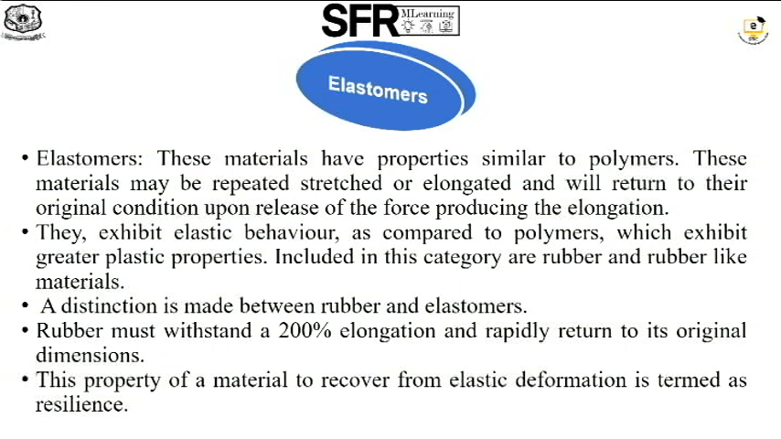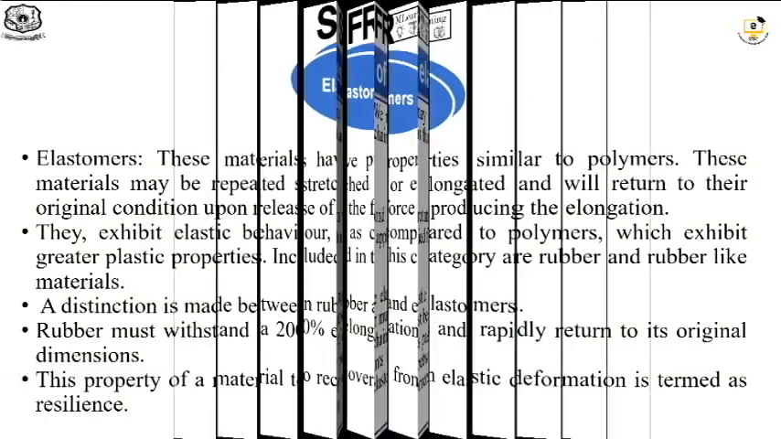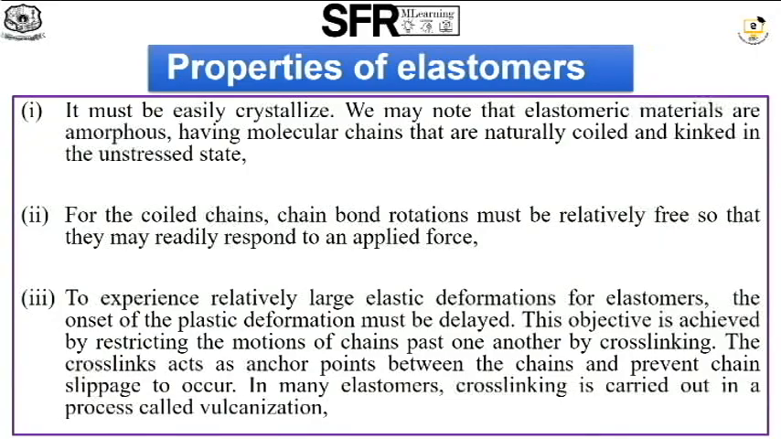A distinction is made between rubber and elastomers. Rubber must withstand a 200% elongation and rapidly return to its original dimension. This property of a material to recover from elastic deformation is termed resilience. Next, we will see about properties of elastomers.